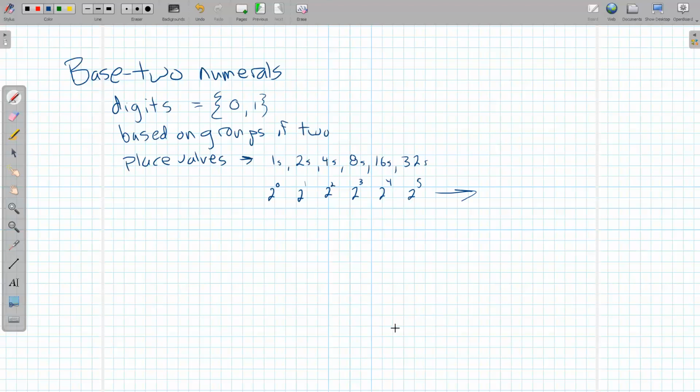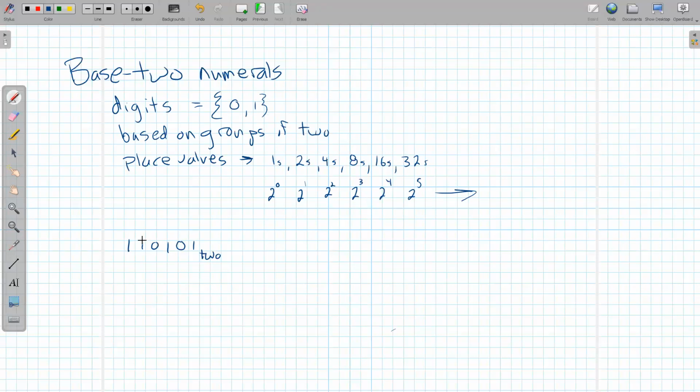So I'm going to start with a numeral in base 2. We're going to convert it to base 10, then we'll try going the other way. So when I write a numeral in base 2, I can only use zeros and ones. So an example would be something like 1, 1, 0, 1, 0, 1. Okay, so this is a possible base 2 numeral. I can only use zeros and ones.